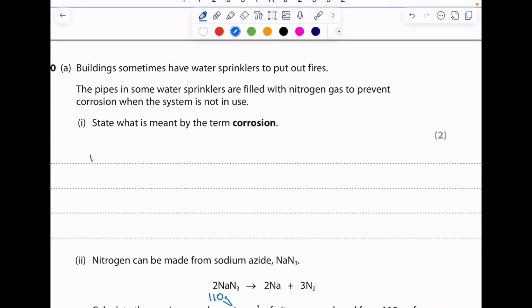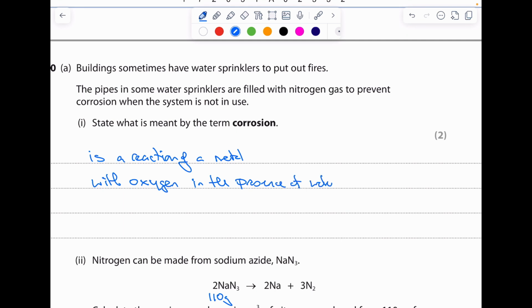Corrosion, the way to define it is to say it is a reaction of a metal, and it's going to react with oxygen in the presence of water. Okay, the way they're going to award the marks in that one, they're going to use one there and one there in order to gather the marks.